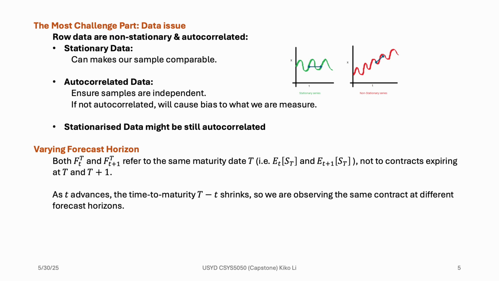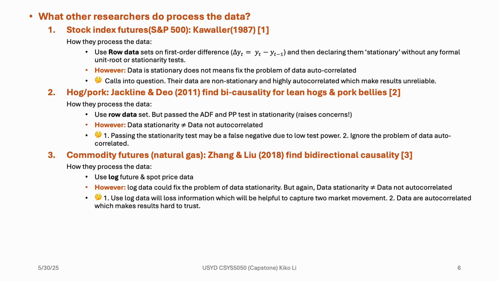In this research I will focus on addressing the issue of non-stationarity and autocorrelation of price data. Let's see how other researchers processed the data in this question. First, in the S&P 500 study by Cavella in 1987, the researcher used first-order differences of the raw data, which is today's price minus yesterday's price, and then declared the data stationary without any formal unit root or stationarity test. Even if I believe the data is stationary, they ignore the problem of autocorrelation, which could make the result unreliable.